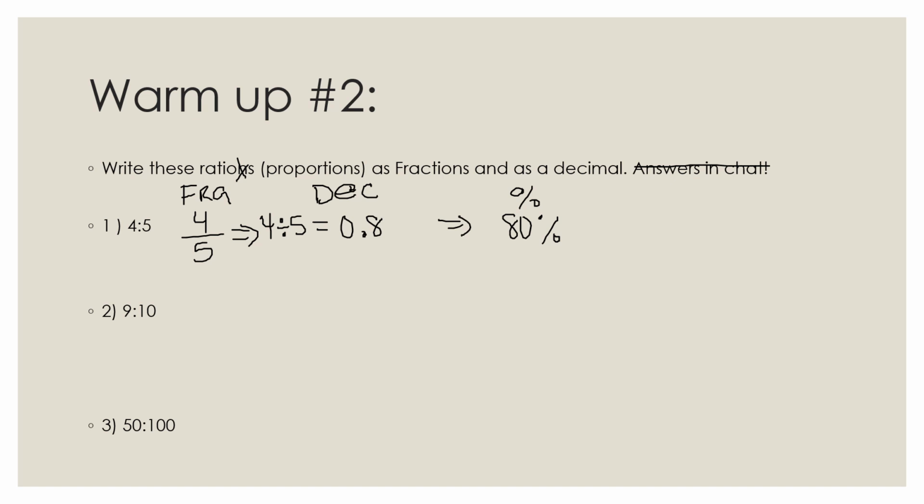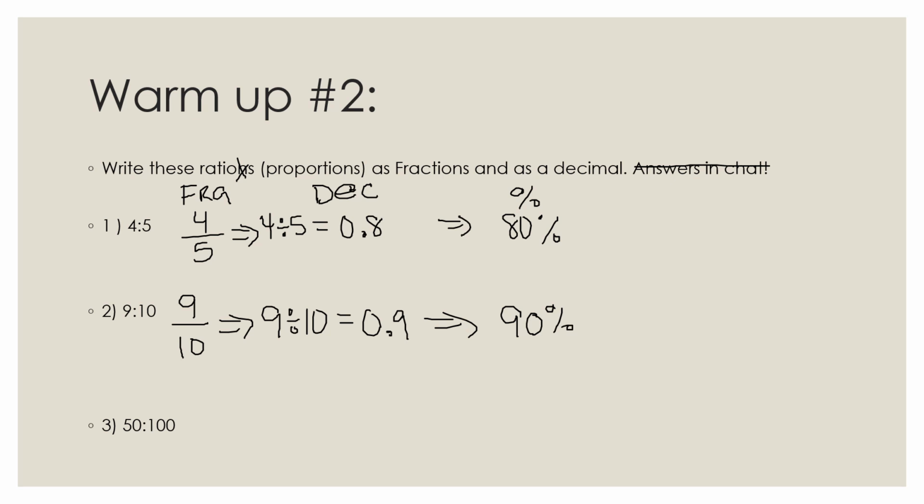All right, let's look at the second one here. 9 to 10, or 9 out of 10. 9 out of 10 as a fraction would simply be 9 on top and 10 on bottom. I just replaced that colon with that fraction bar. Now for the next section, we need to read this as division in disguise. 9 divided by 10. And that will give us our decimal equivalent, which is going to be 0.9, or 9/10. As a percentage? That's right, it's 90%.